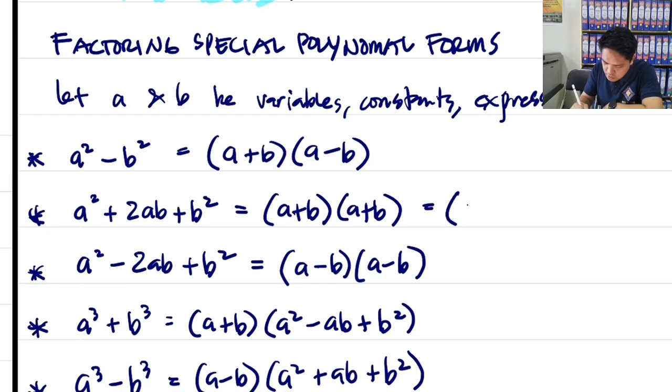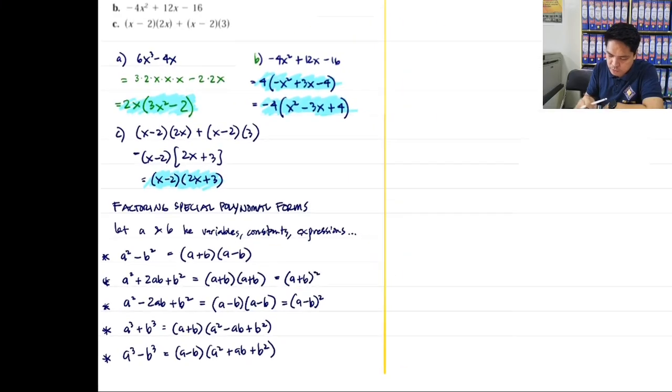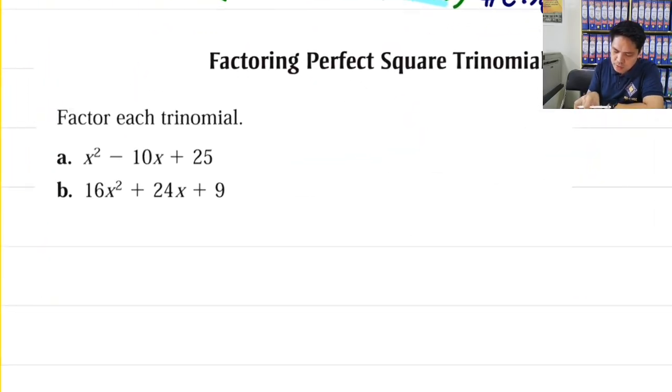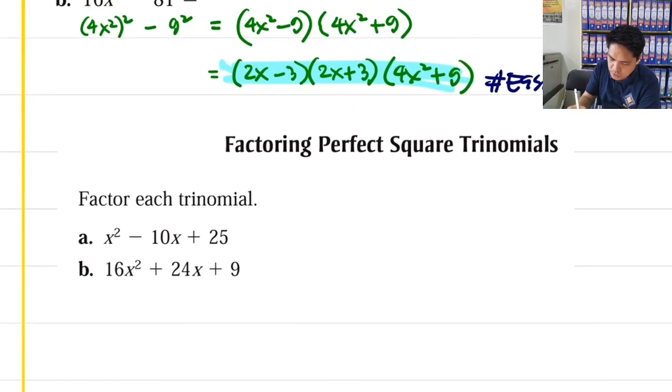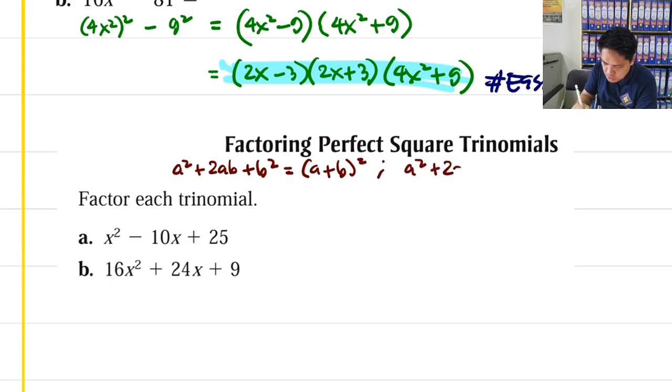Dagdagan natin because that is just a plus b squared, and eto siya is a minus b squared. Okay, for a reference, let me just write the rule here. So it says that the factor of a squared plus 2ab plus b squared is a plus b times a plus b, or a plus b squared. And the factor of a squared minus 2ab plus b squared is the square of a minus b.